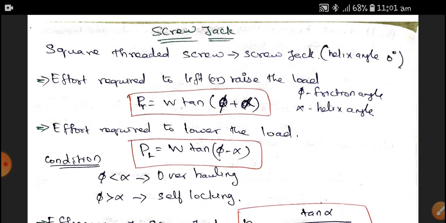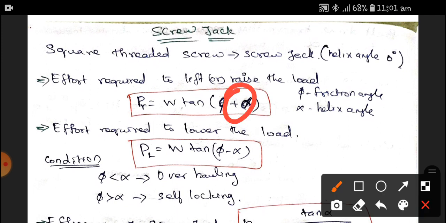When the effort is required to lower the load, it is very simple. Instead of plus here, we put a minus, and we get the effort for lowering the load. That is, P is equal to W tan (phi minus alpha).